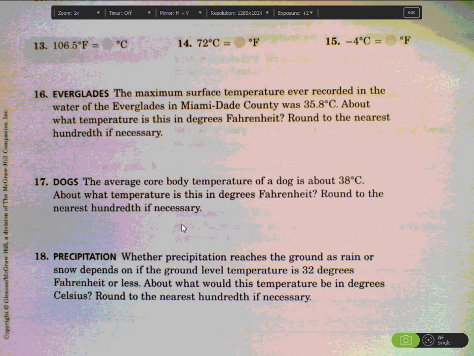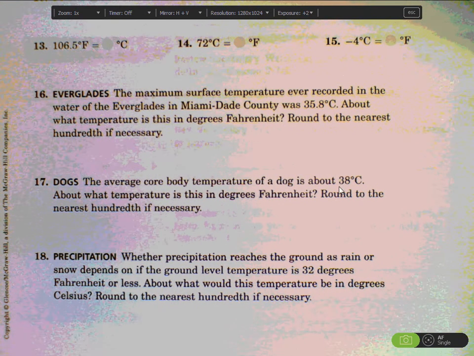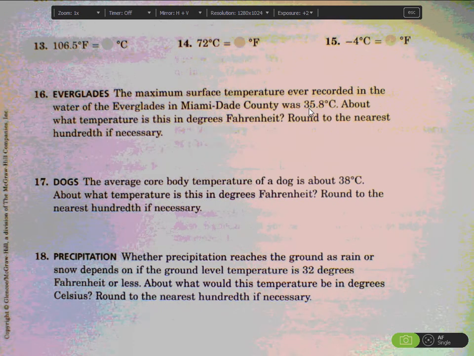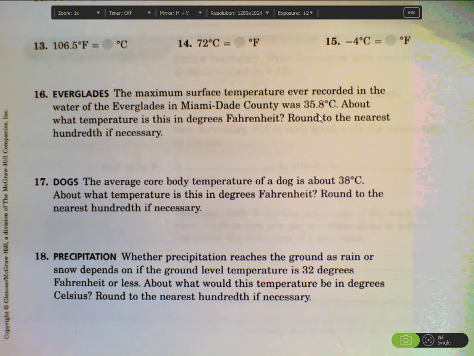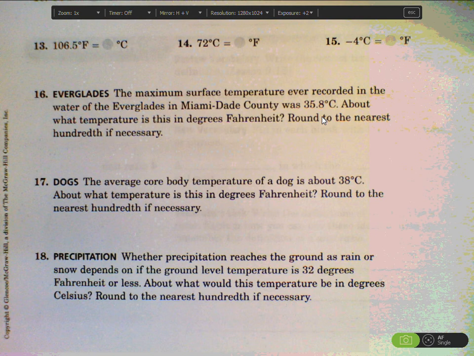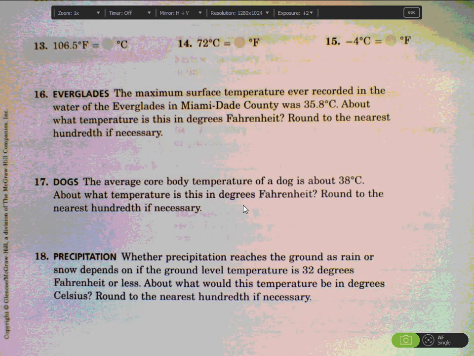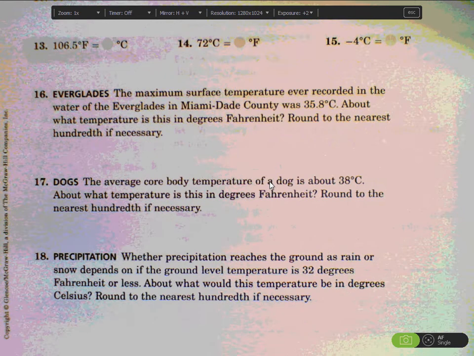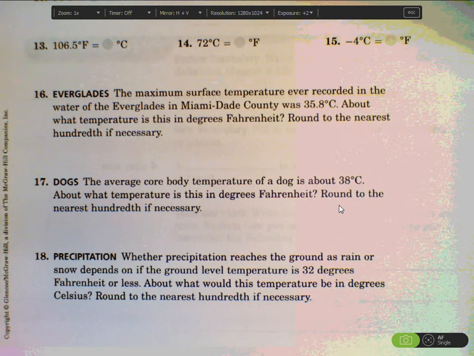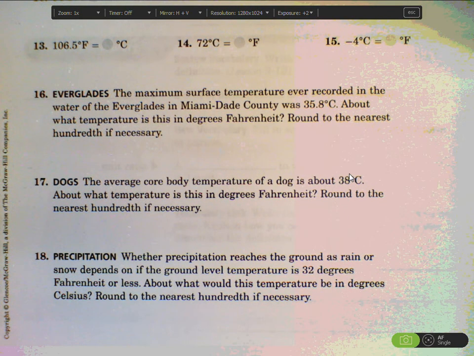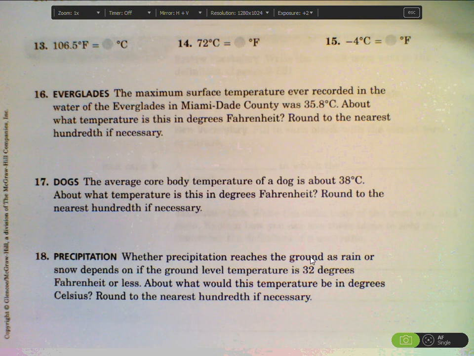All right. So we'll use the information we got back here. 35.8 was what, like 98 degrees or something? So 38 degrees Celsius is probably going to be above 100. We can use our prior knowledge of this, so when we find our answer, we can tell if we're in the ballpark.